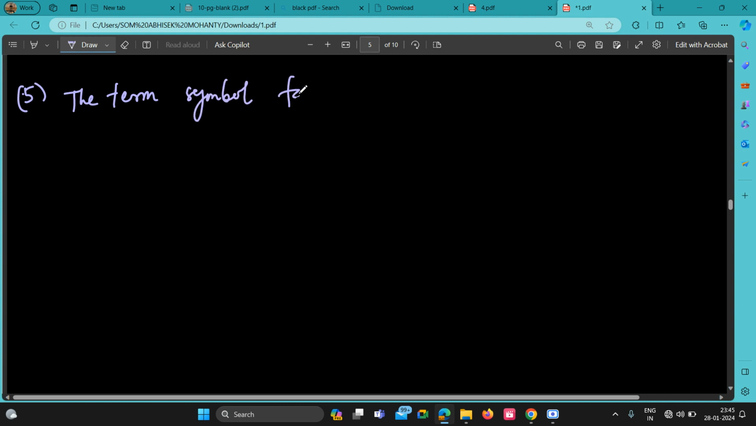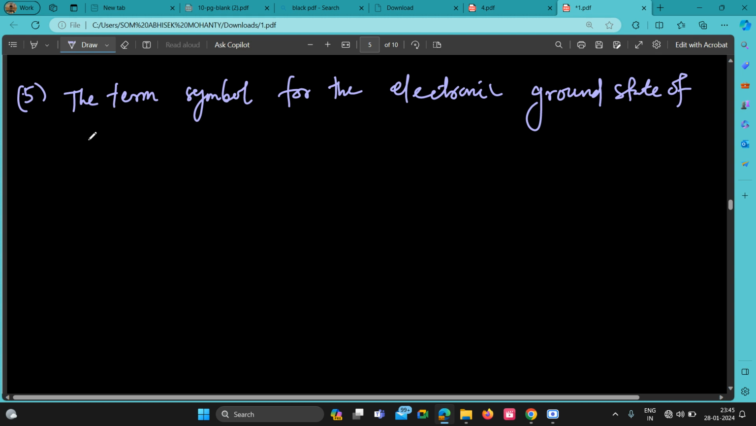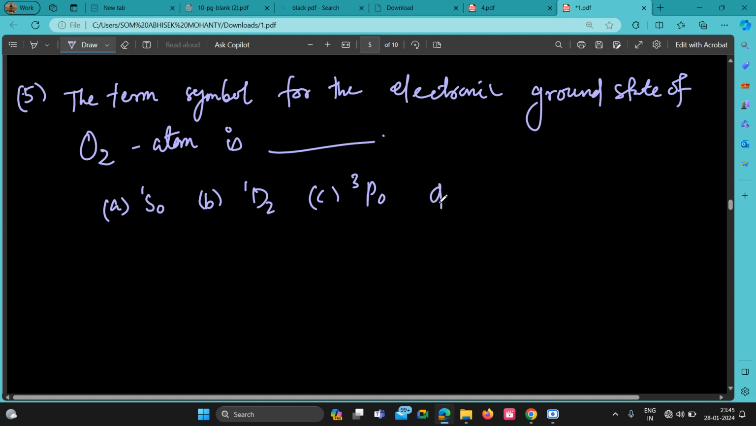The term symbol for the electronic ground state of the oxygen atom is. Options are: A is 1S0, option B 1D2, option C 3P0, option D is 3P2. This is also GATE 2018.